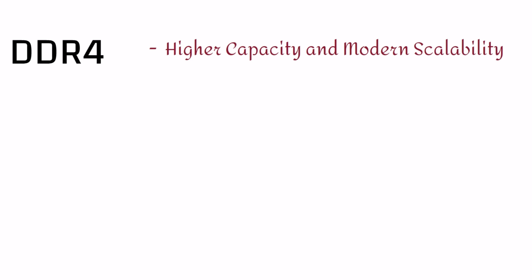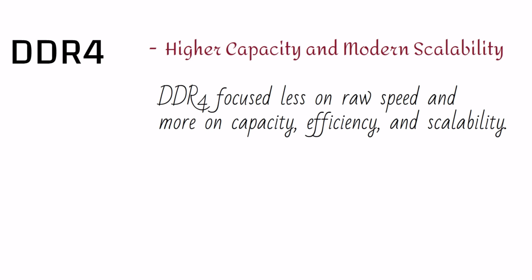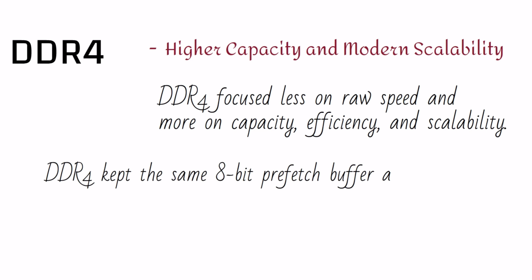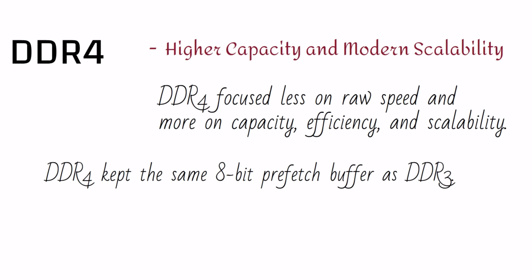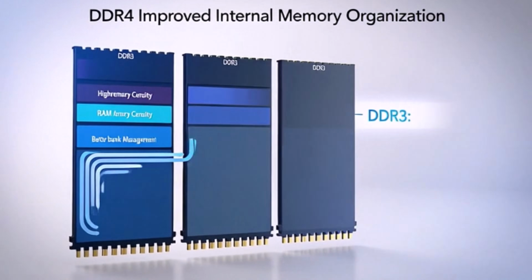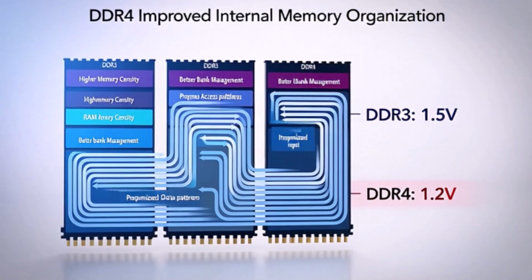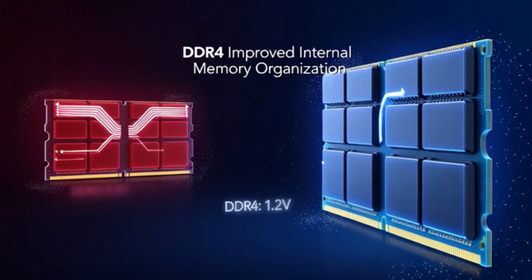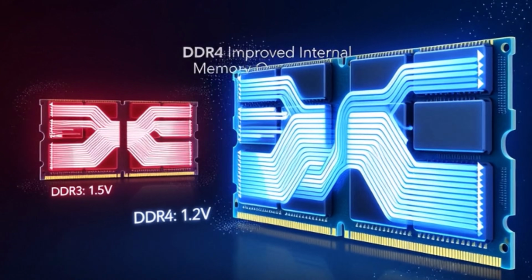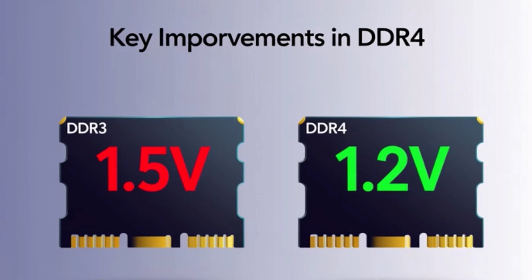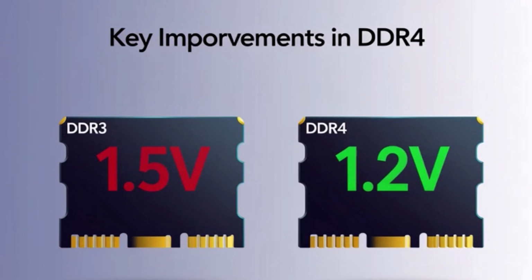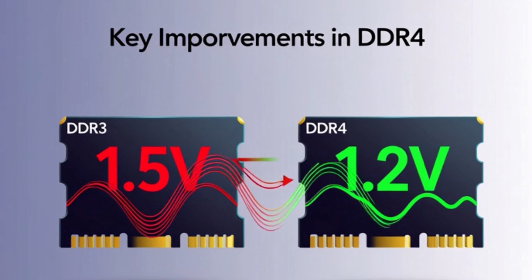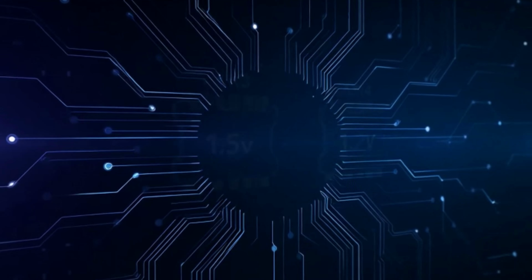DDR4, higher capacity and modern scalability. DDR4 focused less on raw speed and more on capacity, efficiency, and scalability. Interestingly, DDR4 kept the same 8-bit prefetch buffer as DDR3. Instead of increasing prefetch, DDR4 improved the internal memory organization. Key improvements in DDR4: higher memory density, larger RAM modules, better bank management, improved data access patterns. Voltage was reduced again, DDR3 at 1.5V, DDR4 at 1.2V. This significantly reduced power usage, especially in systems with large amounts of RAM.